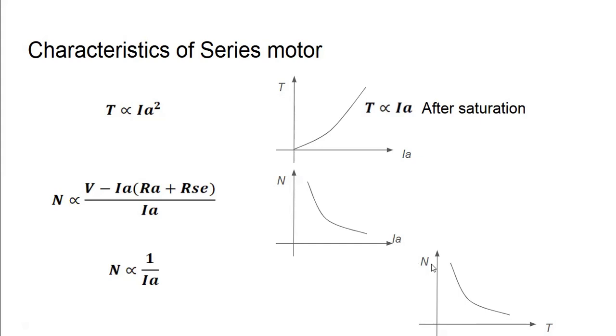Again, if we plot speed against torque, since torque is directly proportional to IA square till saturation, and it is going to be proportional to IA after saturation, the characteristics between N and torque will have a similar shape to this speed versus IA characteristics, because the torque is going to increase as your IA increases. So these are all the characteristics for the series motor.